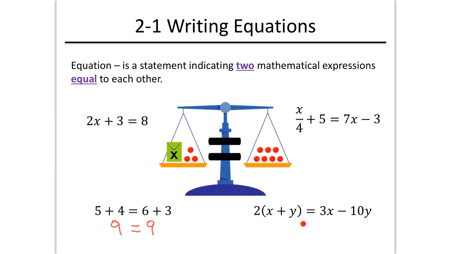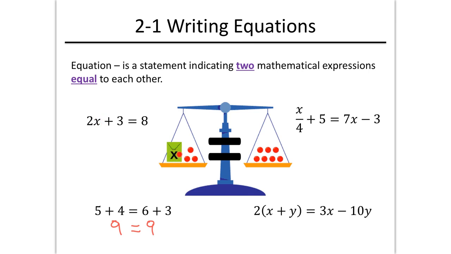We can have parentheses like this one here. We have 2 times the quantity of the sum of x and y equals 3x minus 10y. So they don't look the same. One side has parentheses, the other side has no parentheses. We have two different variables, x and y, but there's an equal sign in that expression. So that's why it's an equation. So every time you have an equal sign and you have expressions on each side, it is an equation. Now the goal is to find what is the value of that variable.